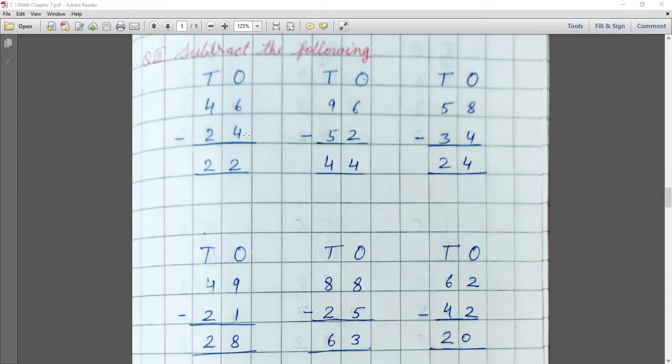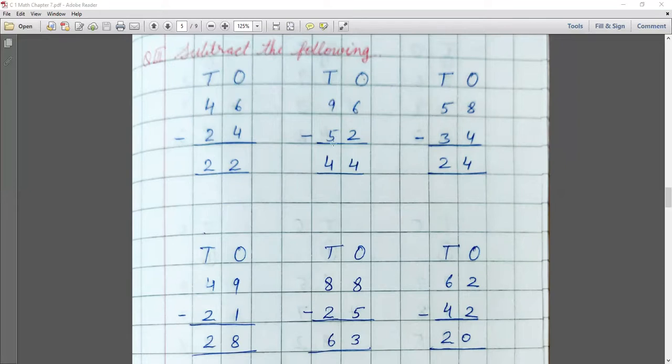6 minus 4. 6 minus 4 is equal to, take your 6 fingers and put down your 4 fingers. And what is the answer? Answer is 2. We write 2 here. 4 minus 2 is equal to 2. Okay. Next is 6 minus 2. 6 minus 2, take your 6 fingers and put down your 2 fingers, and how many fingers are left? 4 now. That's why we write 4 here.